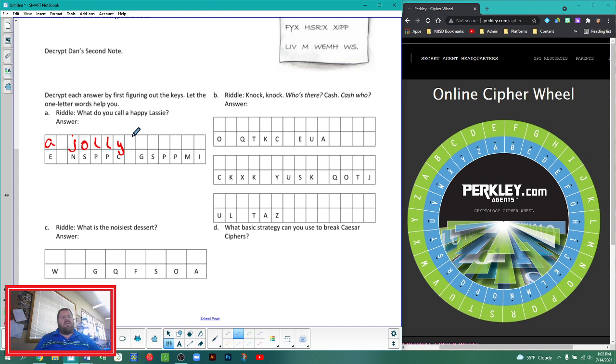So it says a jolly. Well, jolly is a word, so maybe that is it. Then G came from C. S came from O. I have two more L's. M came from I, and I came from E. So a jolly collie. Look at that.